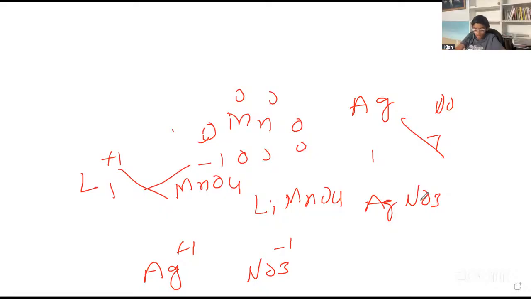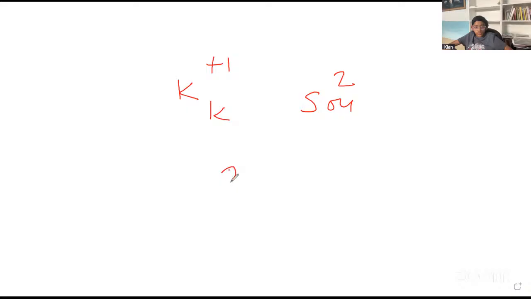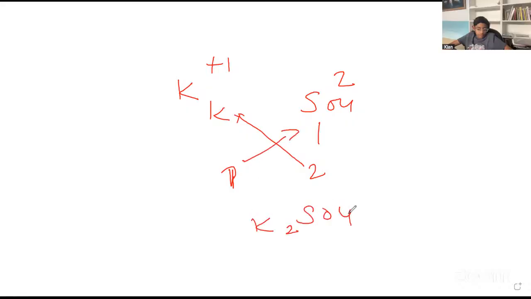Okay. Then potassium and sulfate. You should remember that sulfate is having valency of -2, right? And potassium is having +1. So it should be K2SO4. Potassium is having +1, SO4 is having 2. So this 2 will multiply with this, and this one will multiply with this. So it will become K2SO4, right? This is known as potassium sulfate.